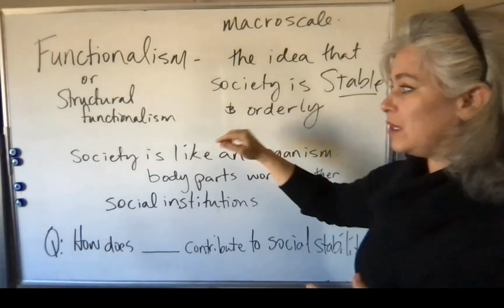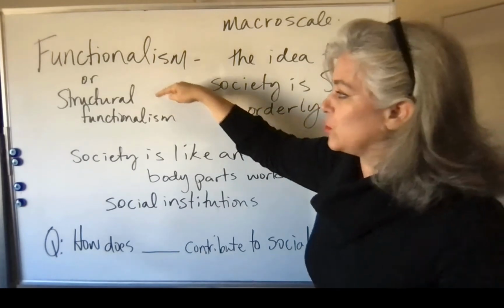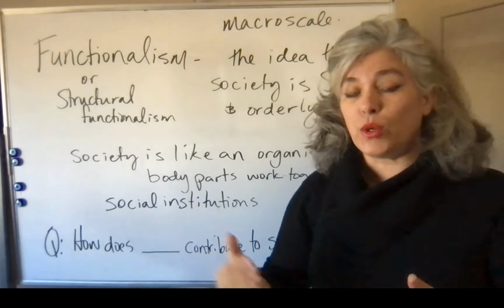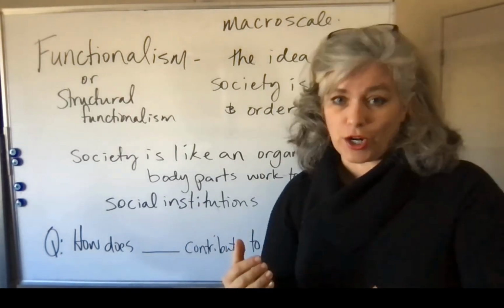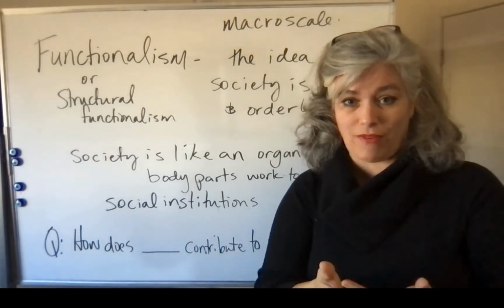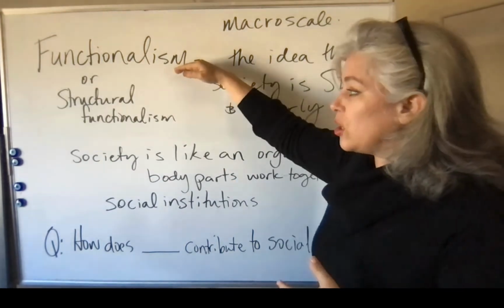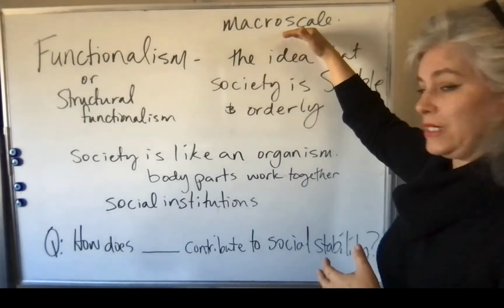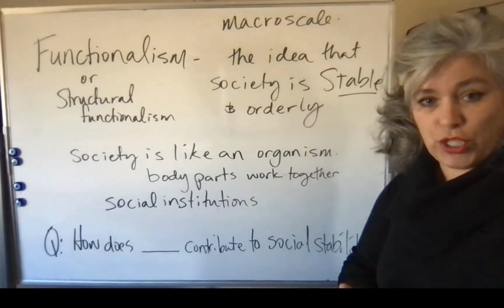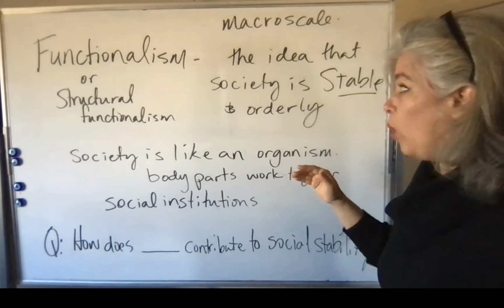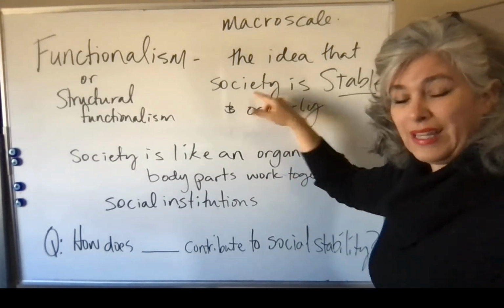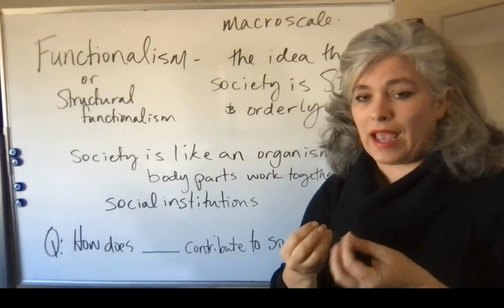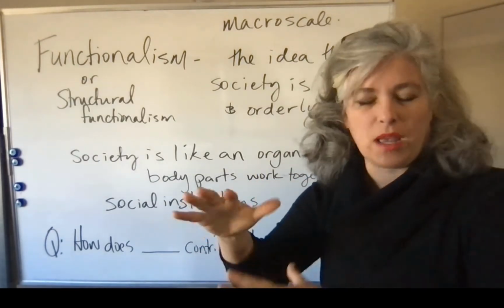So with functionalism, or structural functionalism, the structural part refers to society as a whole. You have heard me say social structure in previous lectures. Functionalists look at the structural level of society on the macro scale, and their assumption about society as a whole is that society in general is stable and orderly. It's organized in a way that works toward equilibrium of sorts.